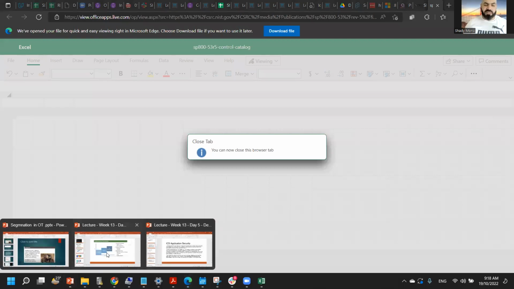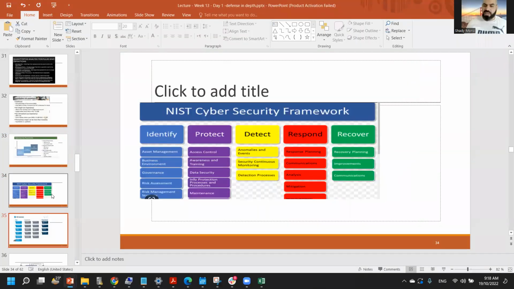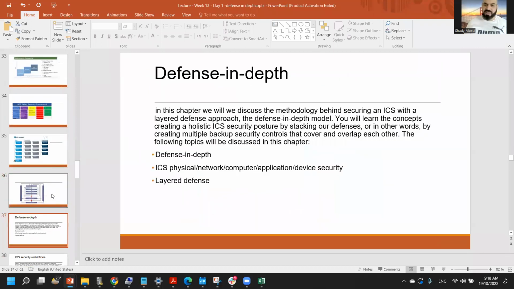Let me just jump from here. I showed you the different controls yesterday, and today what we're going to talk about is also a quick revision of what we have talked about before. Once you are allowed to implement security, once you take the management approval, you highlighted the risk. Okay, you got the management approval to go ahead. They allocate resources for you.